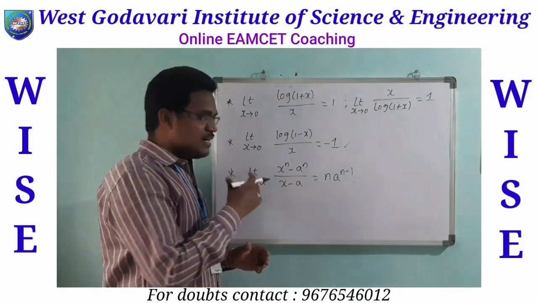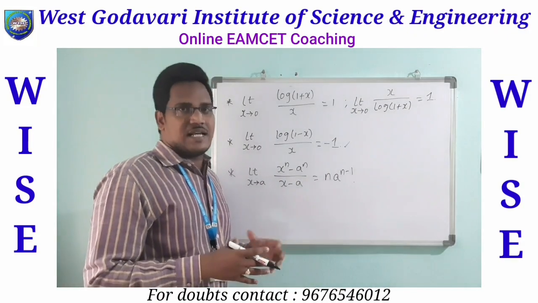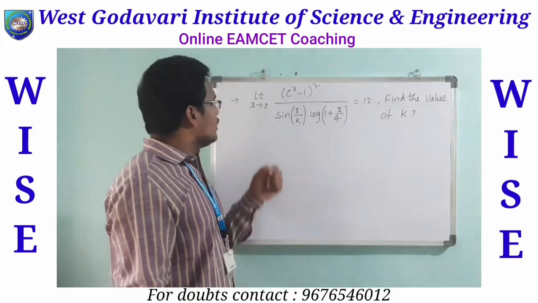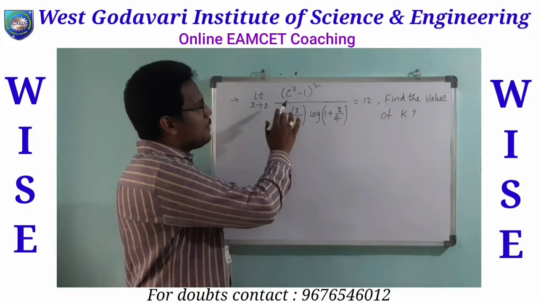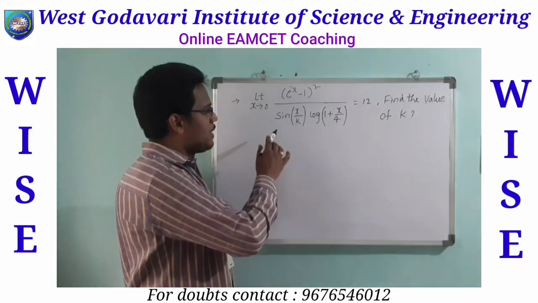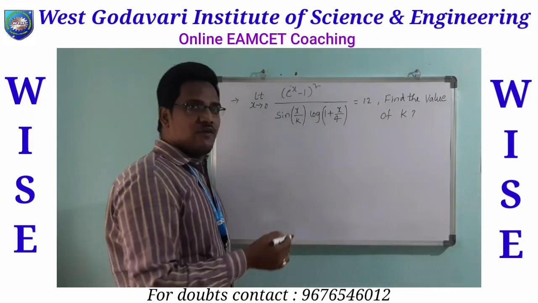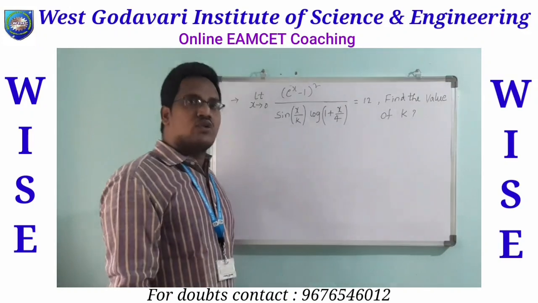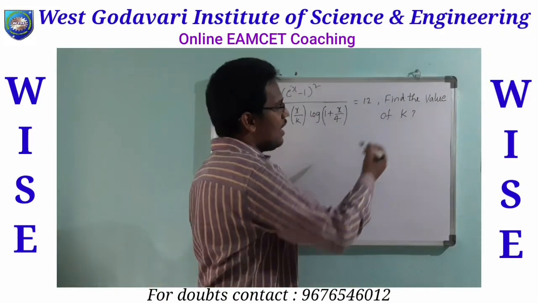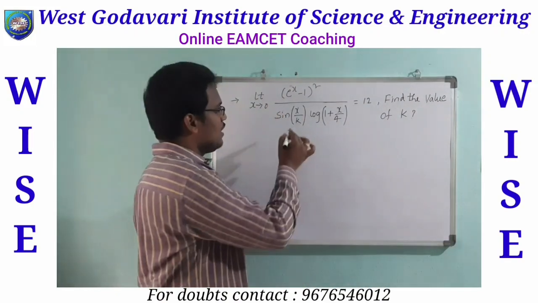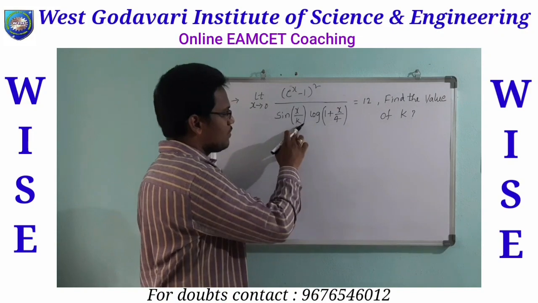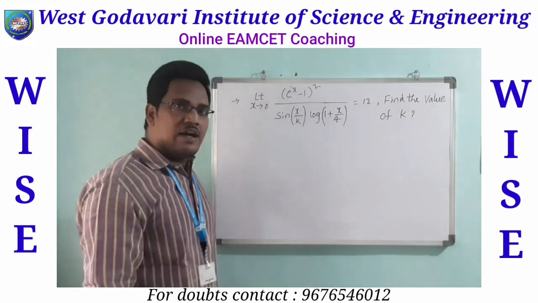So let us see the problems regarding this concept. This is the first problem. Limit x tends to 0, e power x minus 1 whole square by sin x by k into log 1 plus x by 4, that is equal to 12. Then find the value of k. Here it is the k. Now we have to find the value of k.